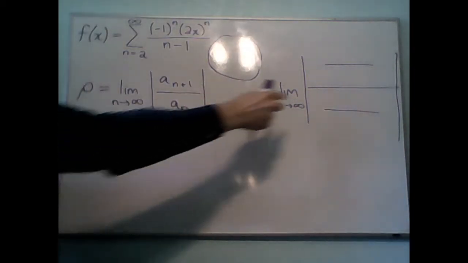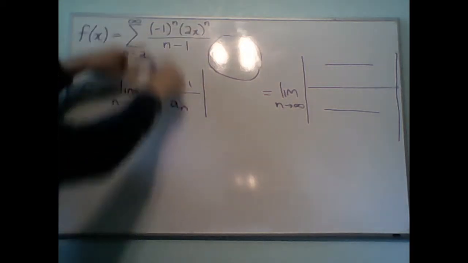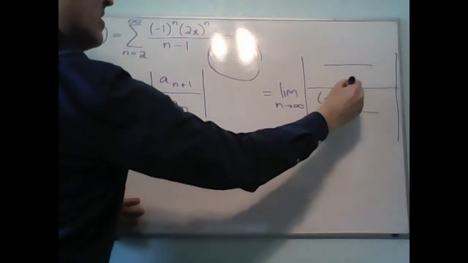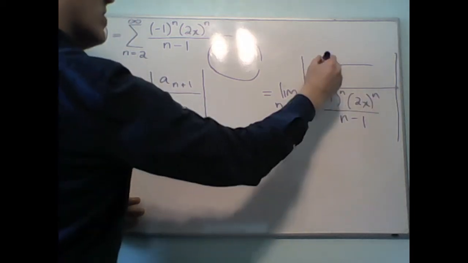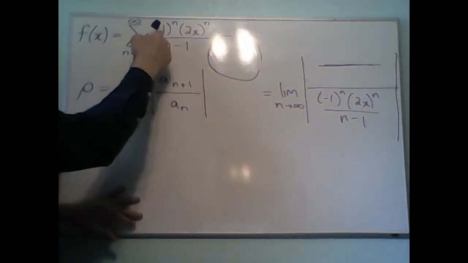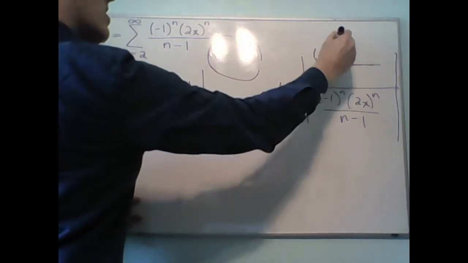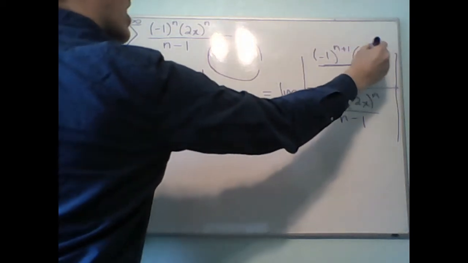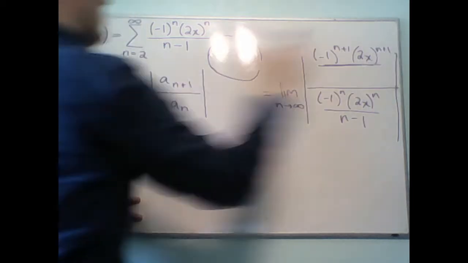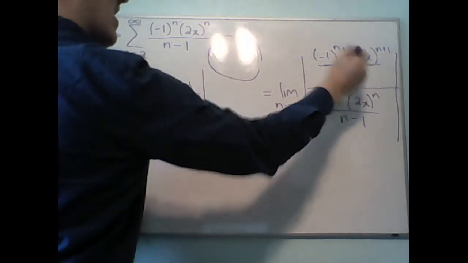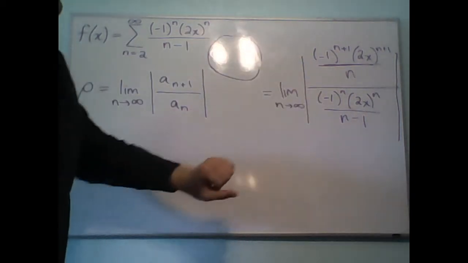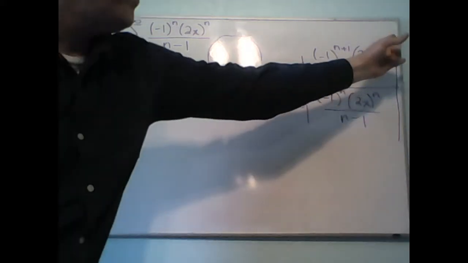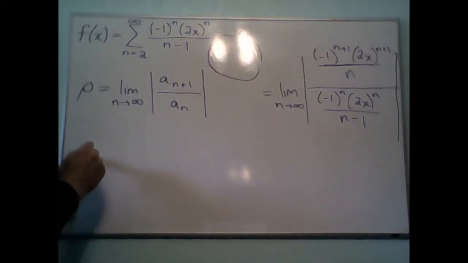So on the bottom fraction, it's exactly this thing again, a sub n. So -1 to the n, 2x quantity to the n divided by n minus 1. On the top here, I replace all the n's with n plus 1. So it'll be -1 to the n plus 1, 2x to the n plus 1, divided by n plus 1 minus 1, which is just n. And then I simplify this by rewriting the division of two fractions as a multiplication with the bottom fraction flipped, like we learned in grade school.